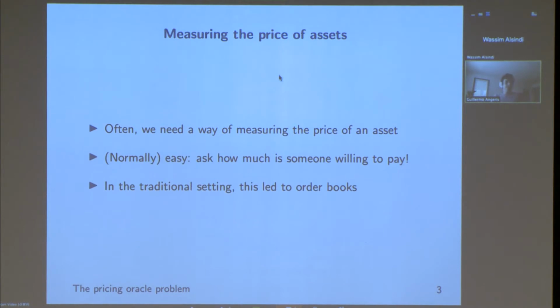This is pretty easy, right? You just stop someone on the street and you say, how much are you willing to buy this thing for? And if you do this enough, on average, we simply get a pretty good estimate of what the general price of that asset should be. Of course, there may be many buyers and many sellers of this asset. And so this idea leads to this notion of order books.